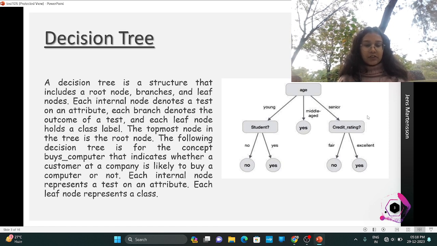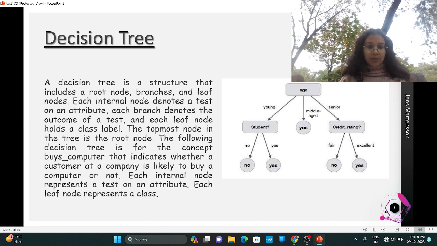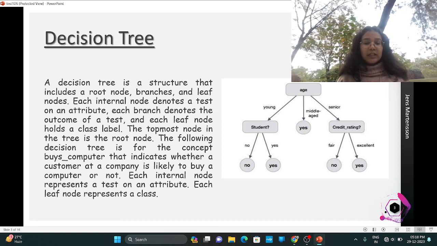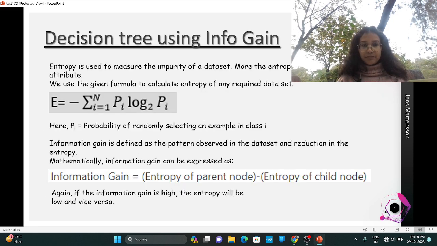The following decision tree is for the concept buys computer, which indicates whether a customer at a company is likely to buy a computer or not. Each internal node represents a test on an attribute. Each leaf node represents a class.